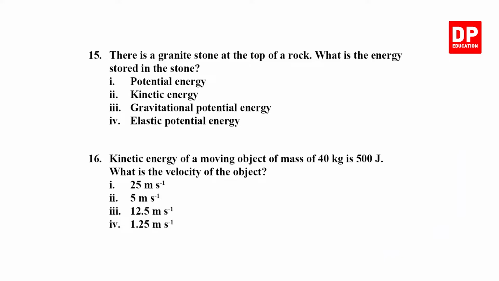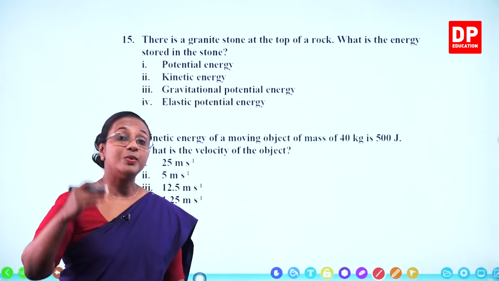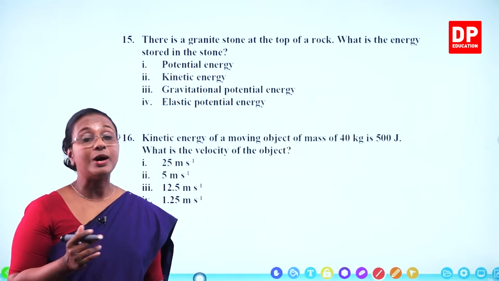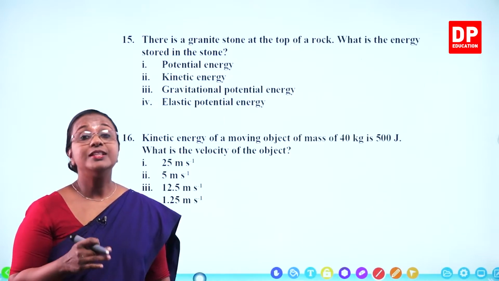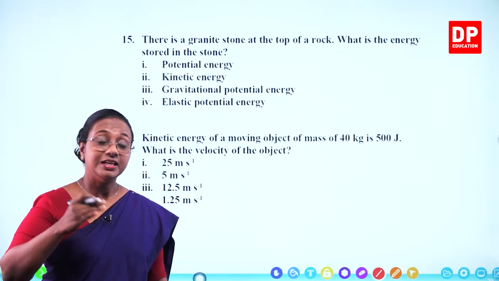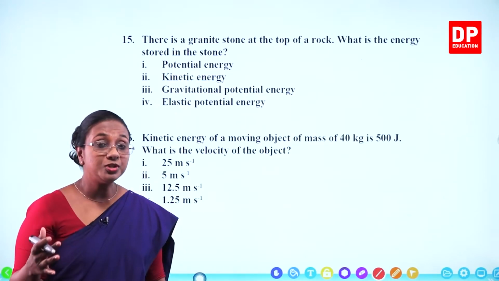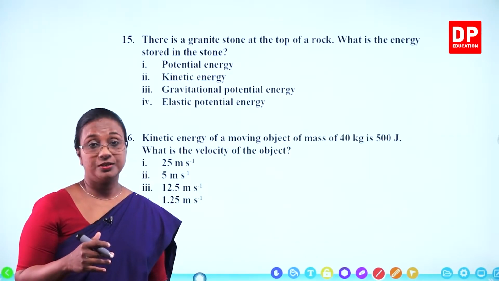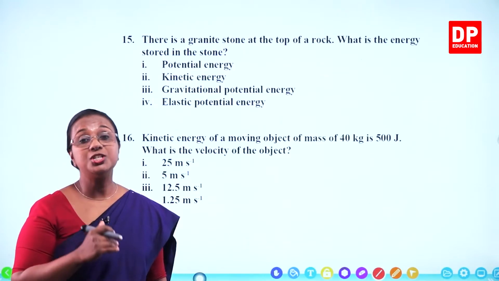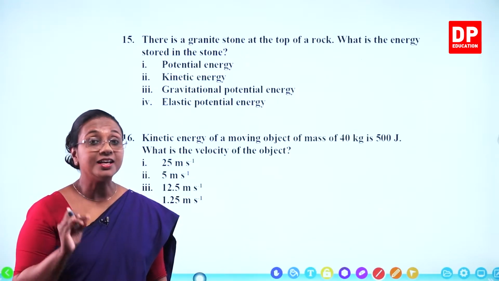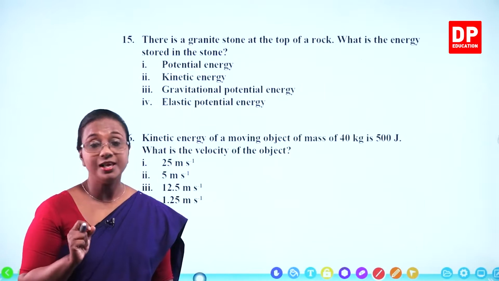There is a granite stone at the top of a rock. What is the energy stored in the stone? So when we say at the top of a rock, what does it relate to? There is a certain height. It is high above from the normal ground level. So due to the position, what is the energy stored? That is going to be potential energy. To be exact, gravitational potential energy.